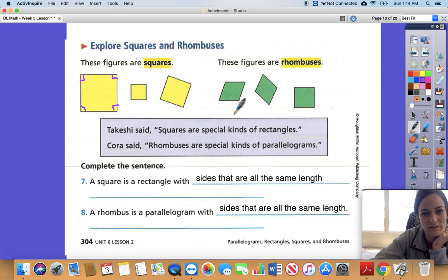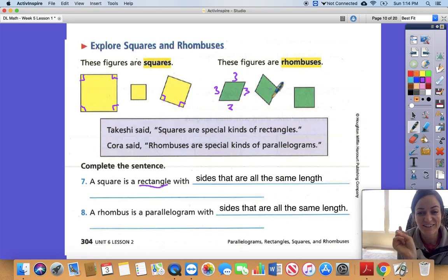But what's different then between squares and rhombuses? If you look at it, squares are a type of rectangle, so that means they all have to have right angles. So a square has to have right angles. Rhombuses don't. But all of these are the same length. This is 3, this is 3, this is 3, and this is 3. But it doesn't have to have right angles. Can it have right angles? Yes, because a square can be a rectangle and it can be a rhombus, which can be really confusing. But it can be both.